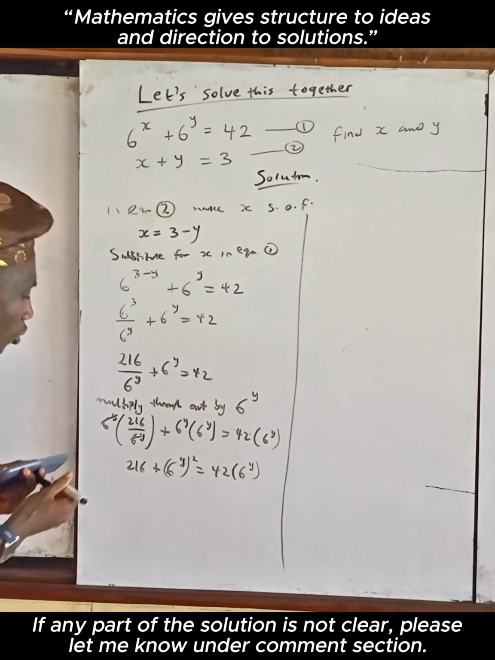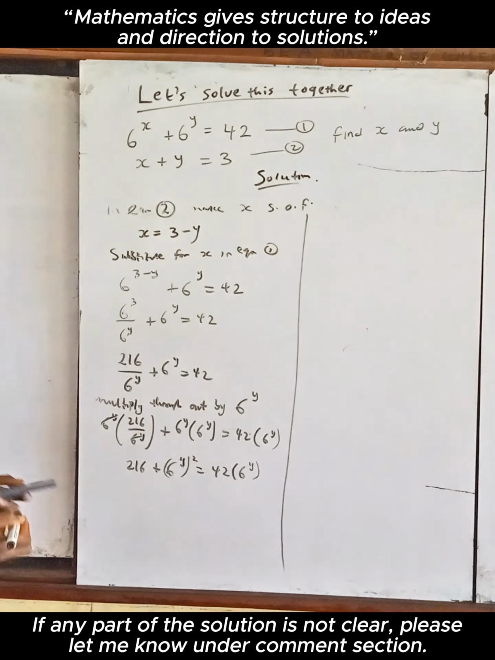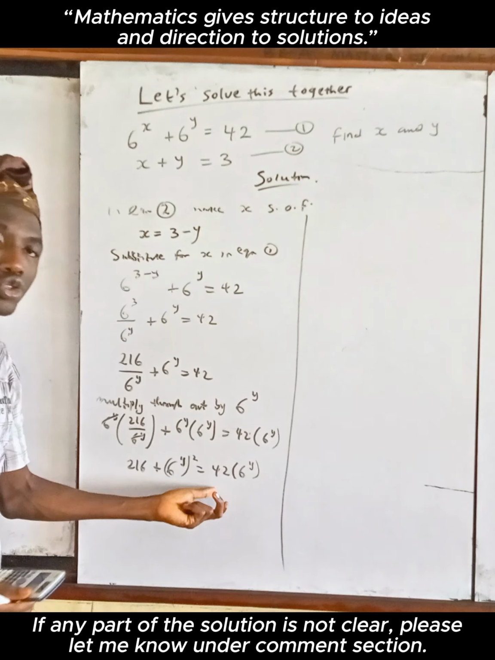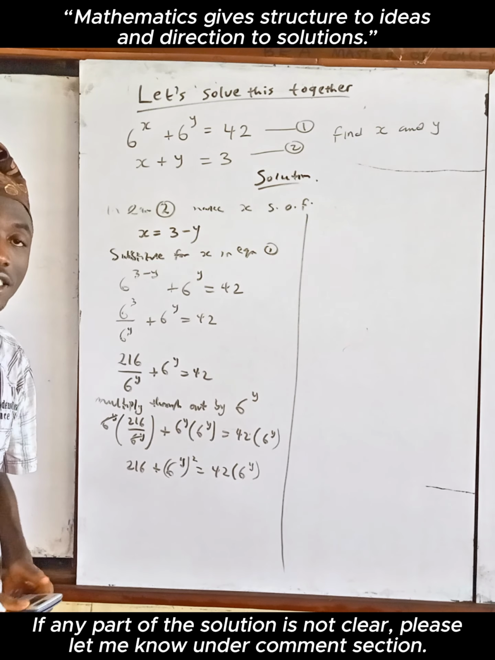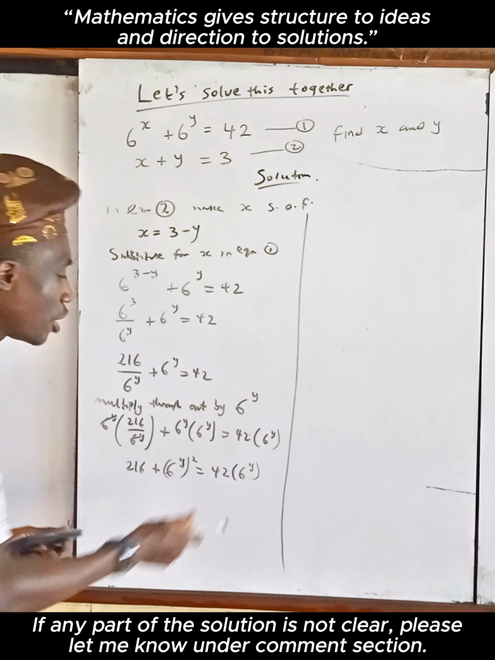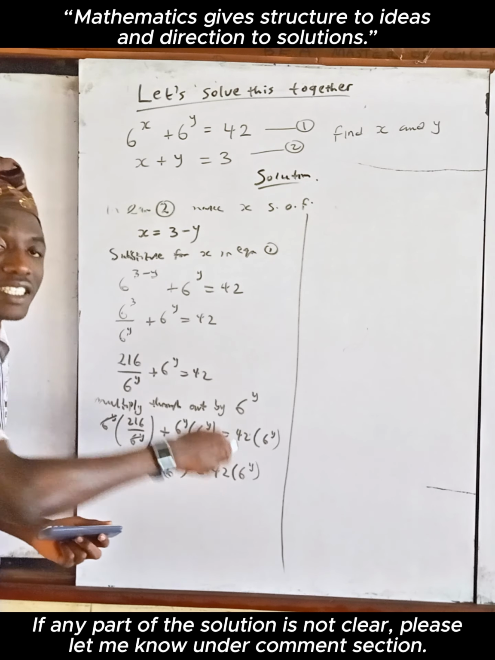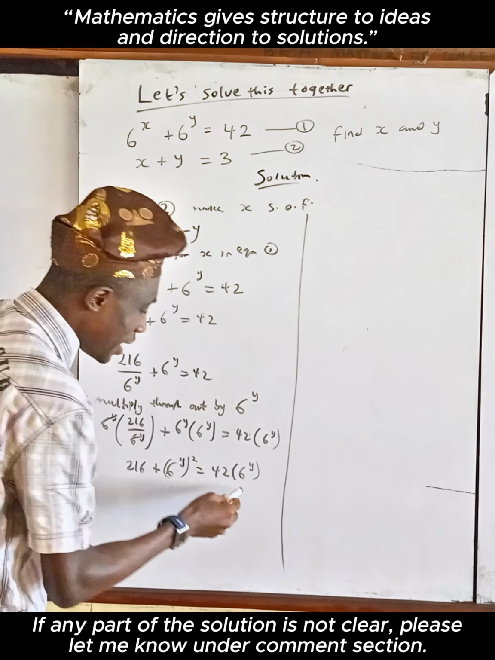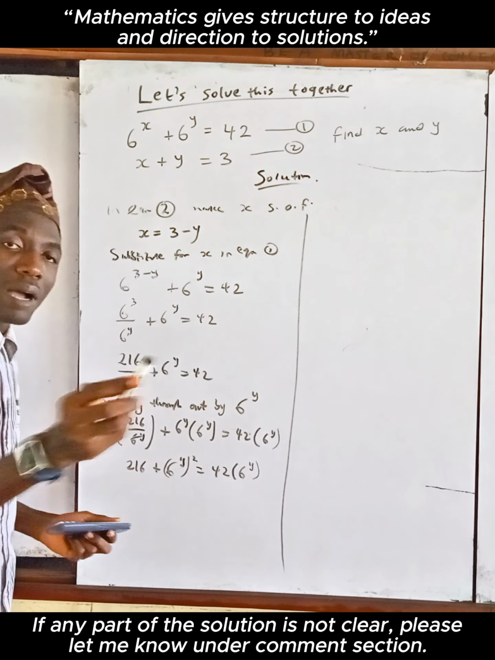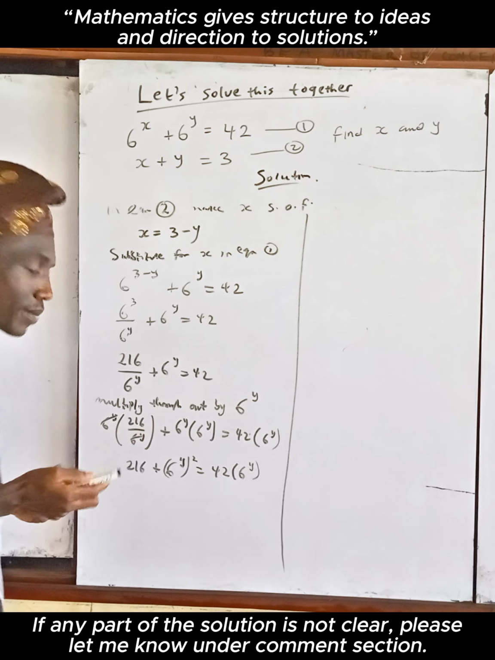Now in this place, you're supposed to ask me why we can't multiply 42 by 6 directly in this form. We cannot multiply because we are having y as a power of 6, and here we are having 1 as a power of 42. So we cannot easily multiply it like that.